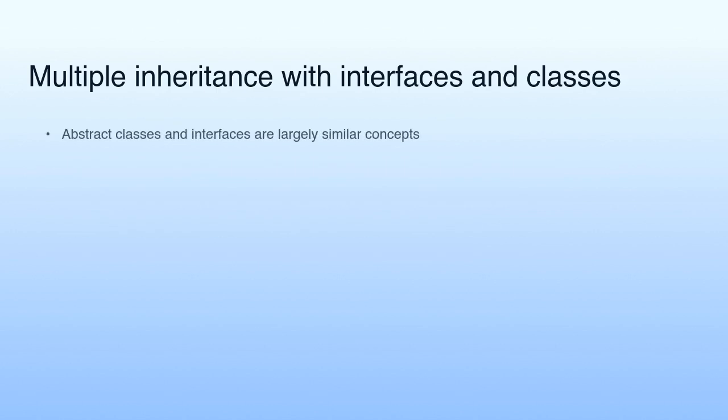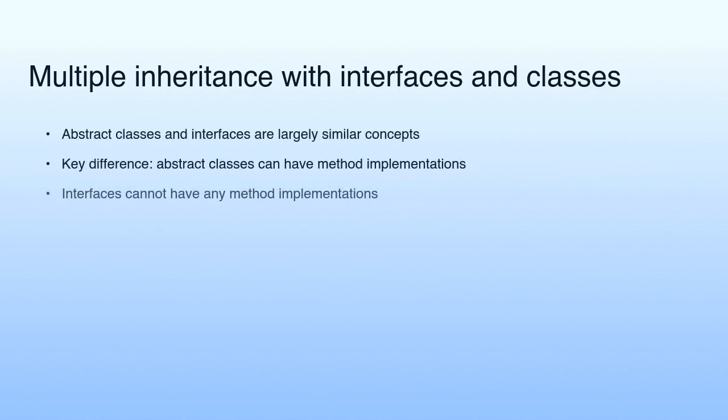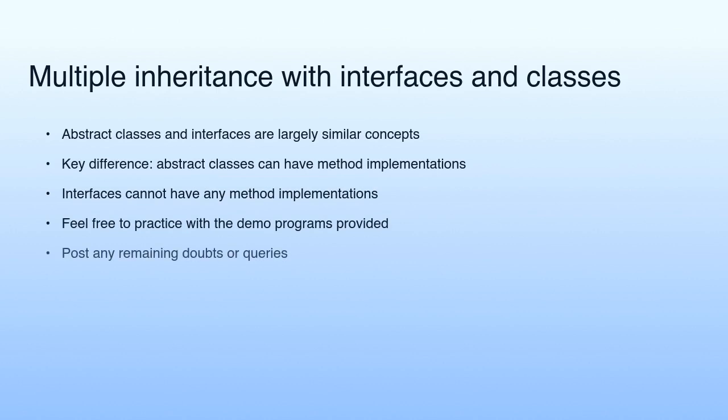Abstract classes and interfaces are largely similar concepts, both exhibiting polymorphism through method overriding. However, the key difference is that abstract classes can have method implementations, while interfaces cannot have any method implementations. Feel free to practice with provided demo programs and post any remaining doubts or queries.